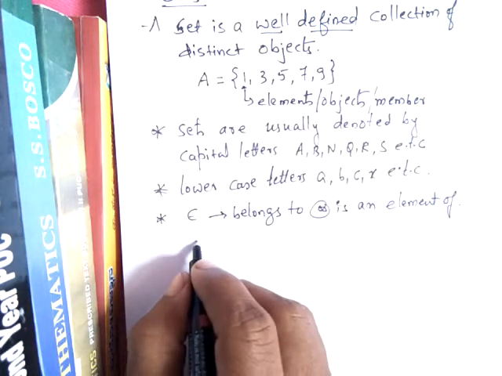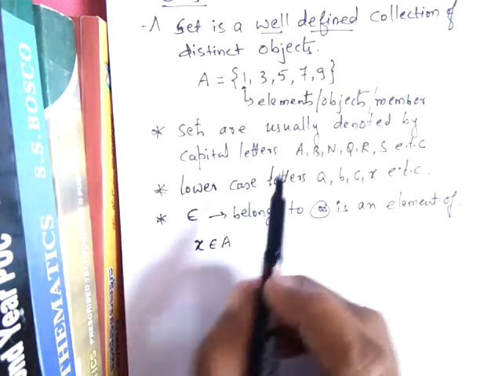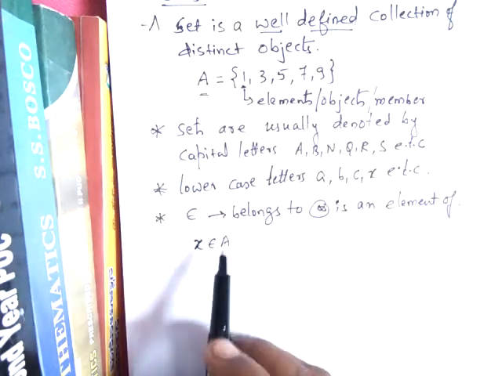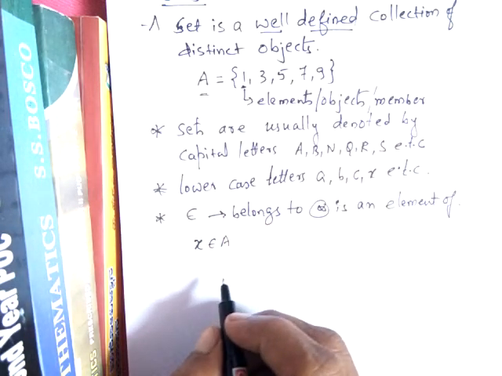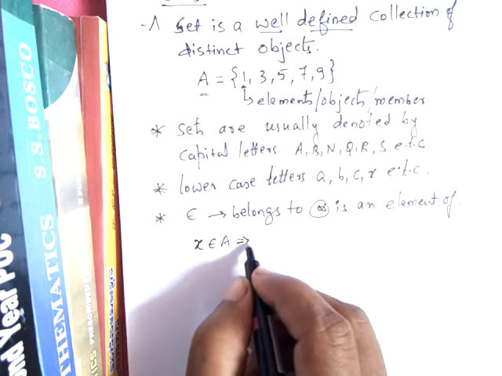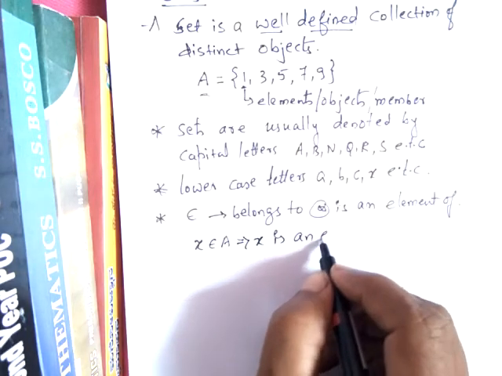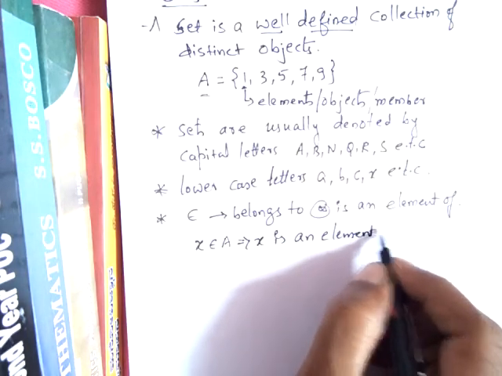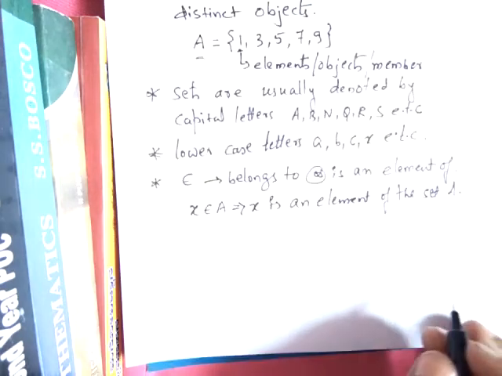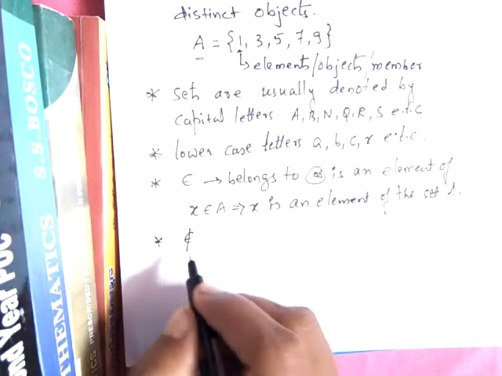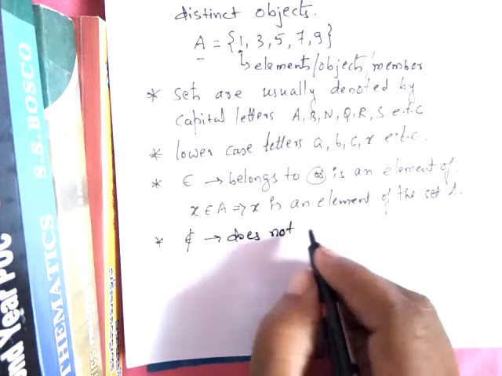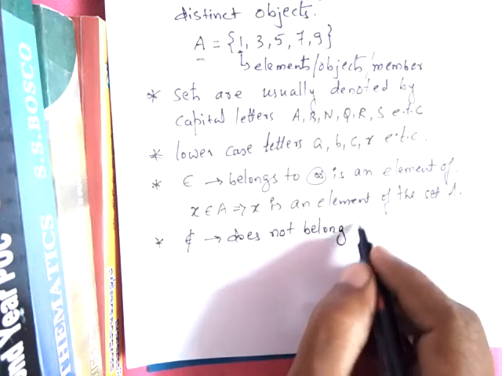If we write x belongs to A, x means any element here, 1, 3, 5, 7, 9, and A is the set here. You read it like this: x belongs to A. What it implies is that x is an element of the set A. Suppose I use this other symbol: it indicates does not belong to.